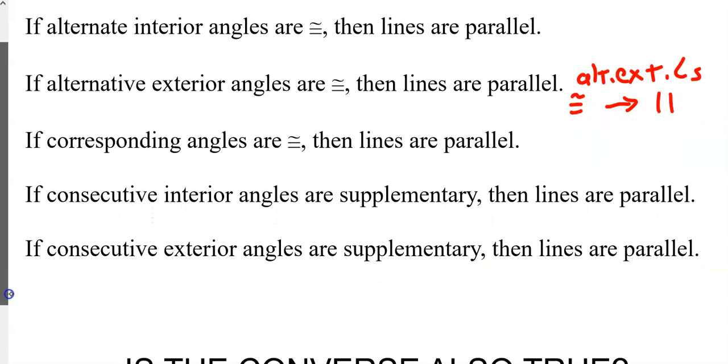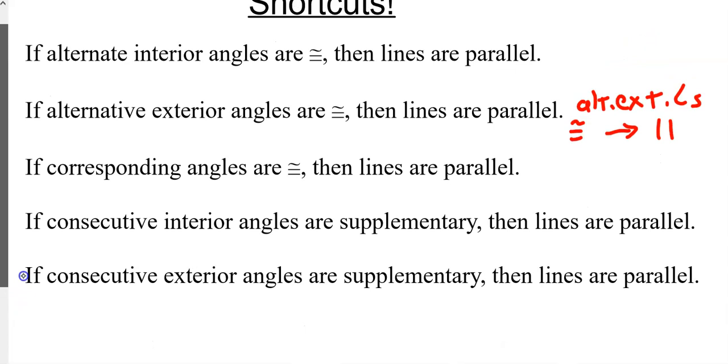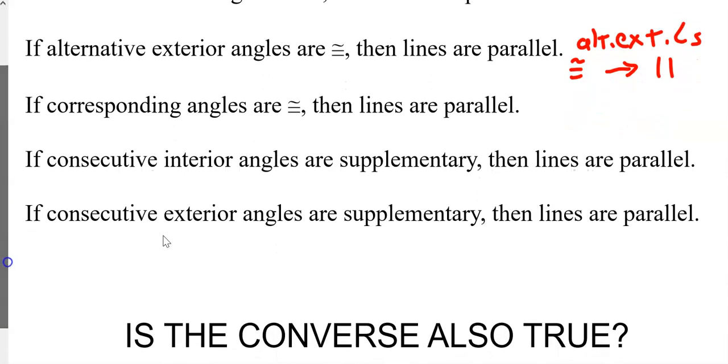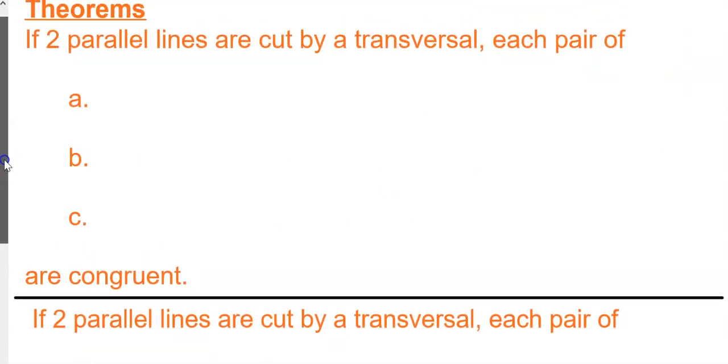So what do you think? Is the converse also true? Could I say if lines are parallel, then alternate exterior angles are congruent? Would that work for all of these? If lines are parallel, could I then say consecutive exterior angles are supplementary? Hopefully you're thinking, yes, and that is true.